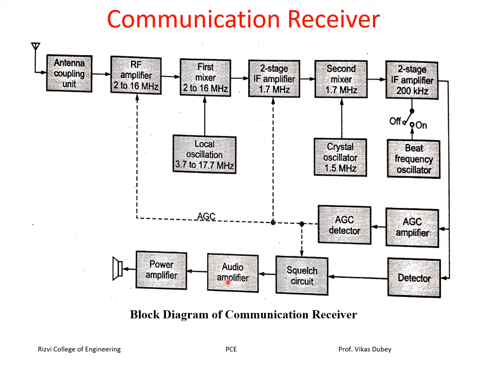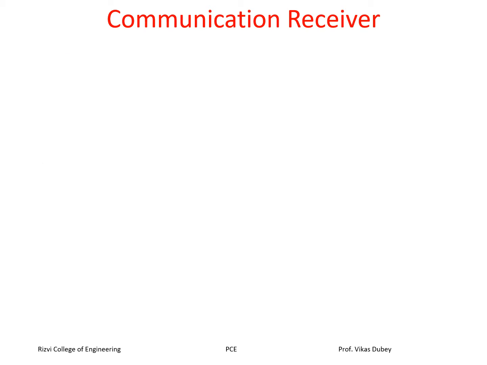Then the audio amplifier and the power amplifier. The audio amplifier amplifies the audio, and the power amplifier increases the power so that it can be given to the speaker, which can drive the speaker. We'll see the function of each block properly. Out of these, the first three blocks' functions we've already seen.